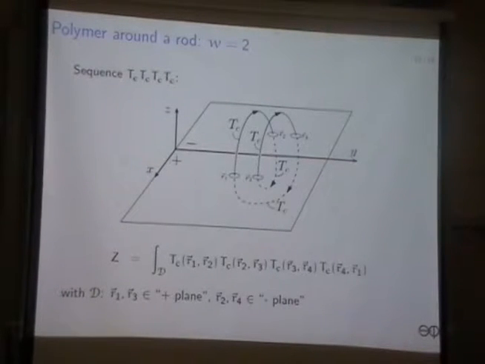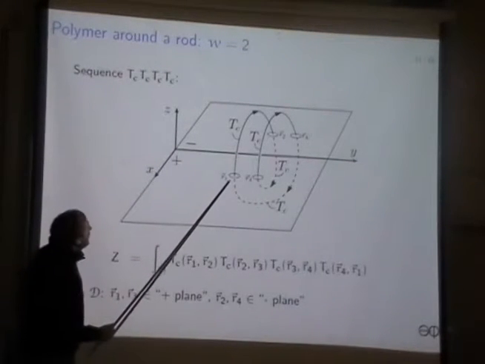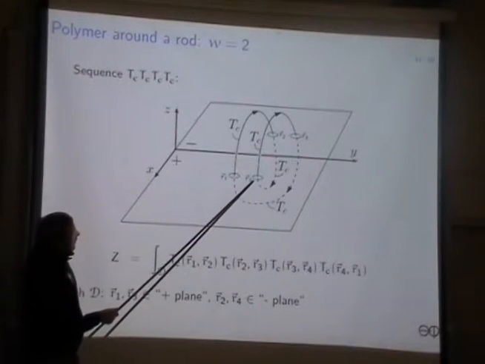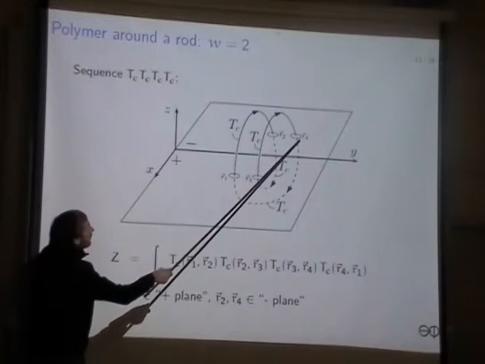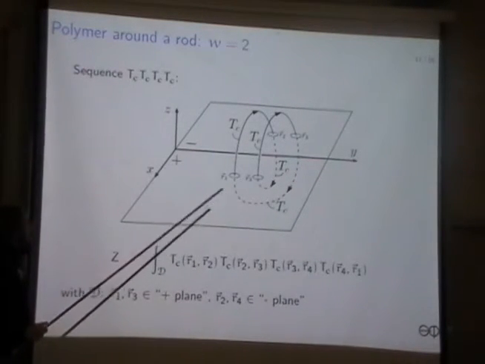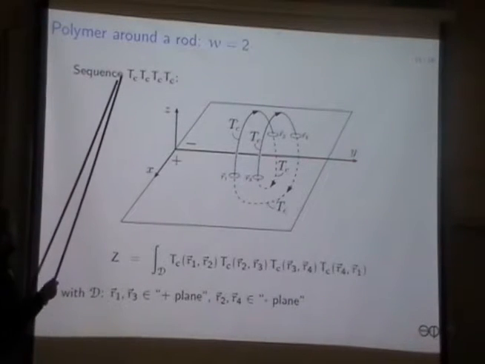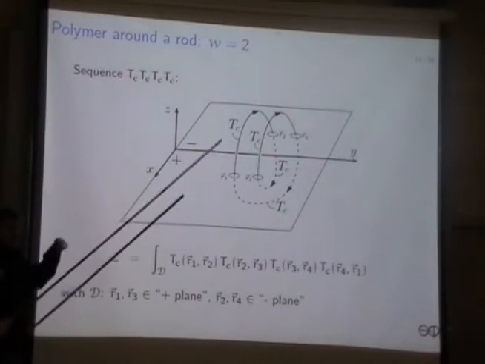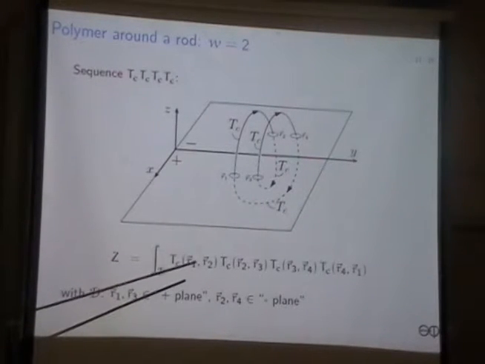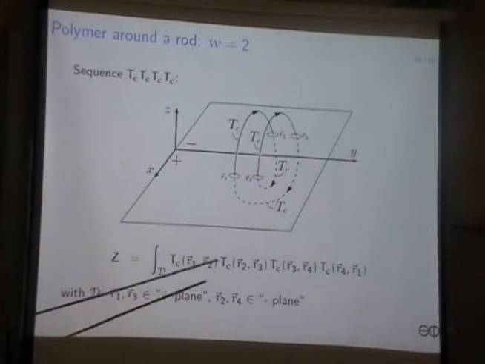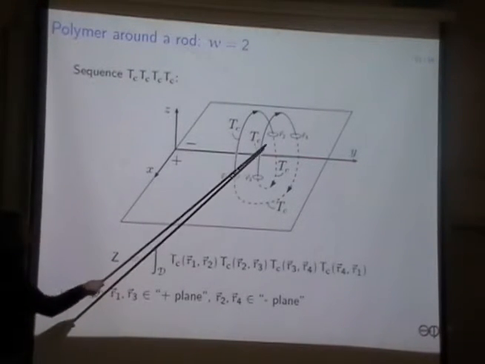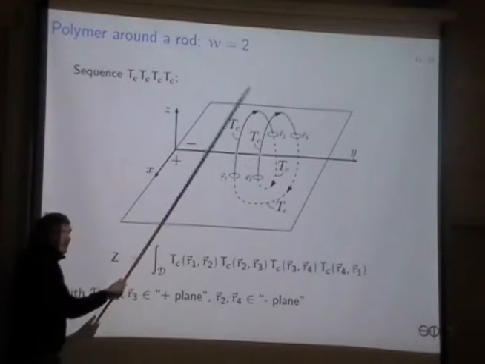What does the winding number 2 look like? I take the thing, wind it from R1 to R2, wind it back to R3, to R4, and all the way back here. Okay? The corresponding sequence is just 4 of these TCs. So I cross the rod 4 times. How do I work out the partition function of this diagram? I just have to do the integral where these two things must stay on this side of the rod, and those two things must stay on that side of the rod.